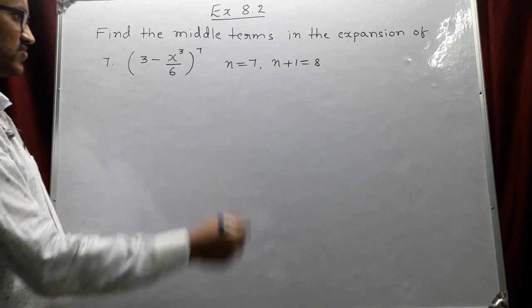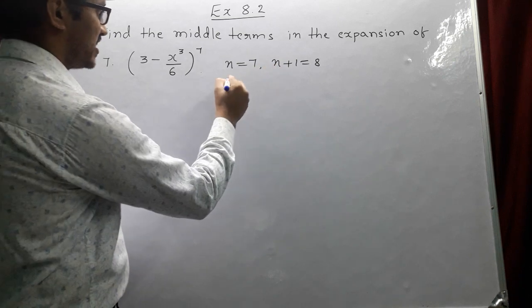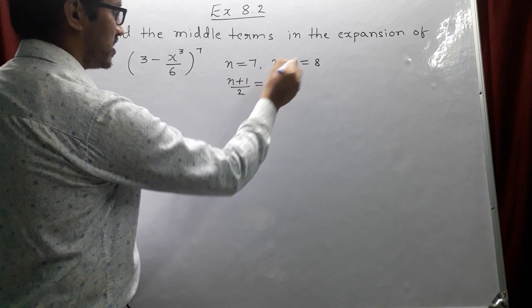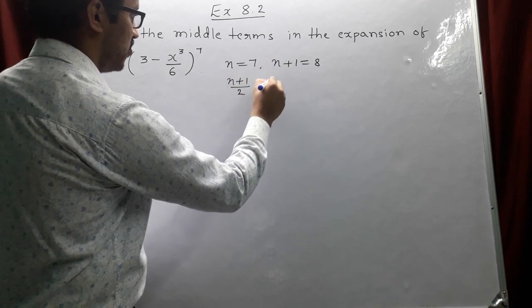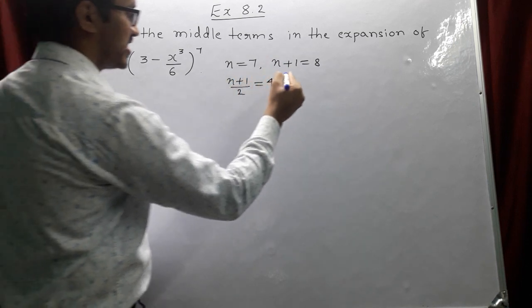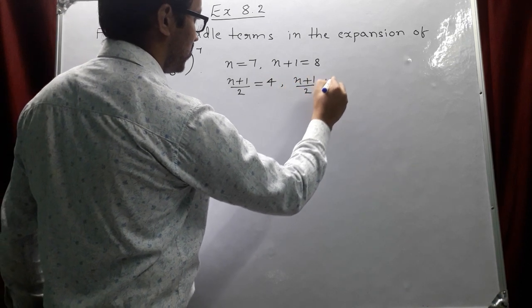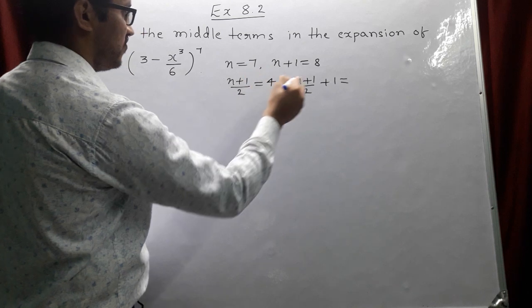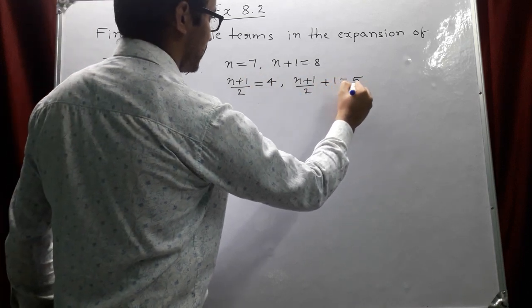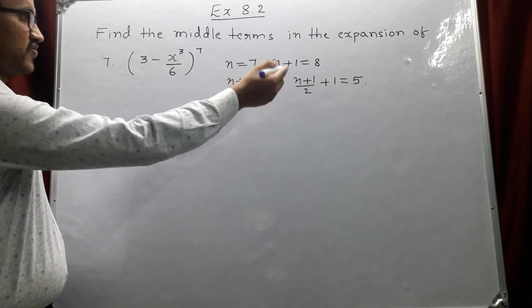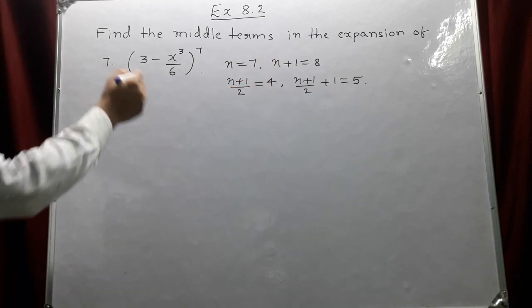So we have seen this one. One middle term is (n plus 1) by 2, that is 8 by 2, which becomes 4. Another term is (n plus 1) by 2 plus 1, that is 4 plus 1, which becomes 5. So the middle terms are the 4th and 5th terms in this expansion.